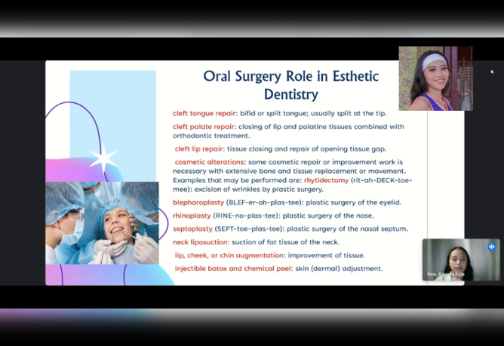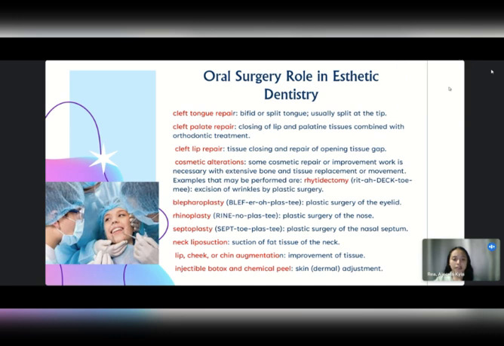So first is the cleft tongue repair, which addresses a congenital condition known as bifid or split tongue, where the tongue typically is split at the tip, resembling a fork appearance. So the primary goal of this is to restore the tongue's normal appearance and functionality, enhancing the patient's ability to perform essential oral functions and improving their quality of life.